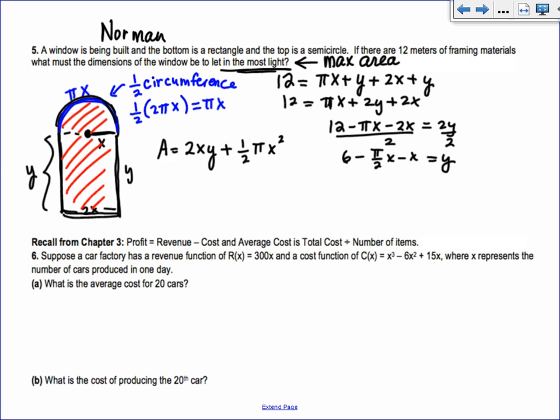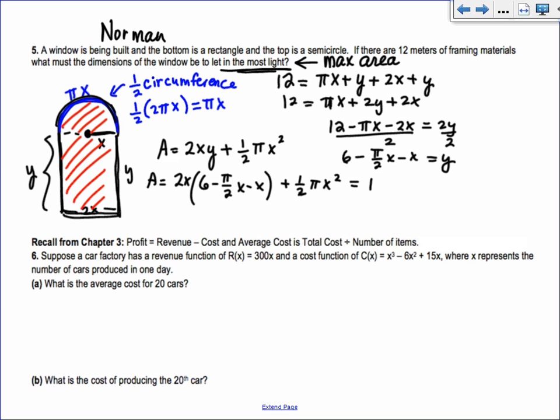You with me? So your area is going to be 2x times 6 minus pi over 2 x minus x. That was the y. Plus 1/2 pi x squared. Yeah, I solved for y. No, we're not done. We still have to simplify, take the derivative, set it equal to 0, and so on. The only thing that's scaring you is that there's a pi in the problem. If that was a 5, you'd be like, oh yeah, 2.5, I got this, combine my terms, and it'll be fine.